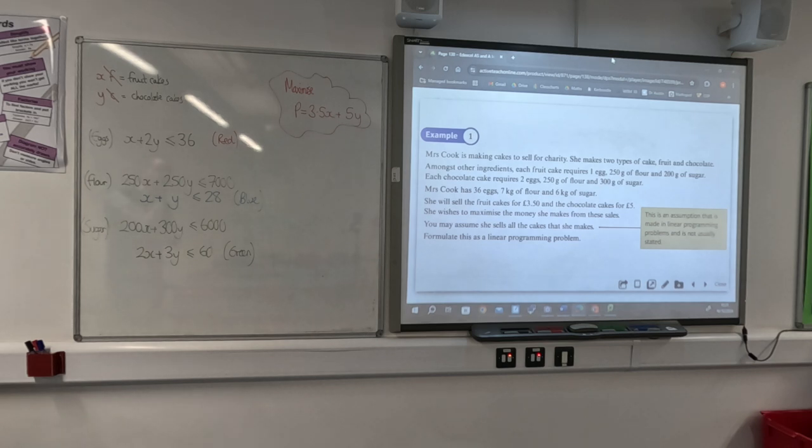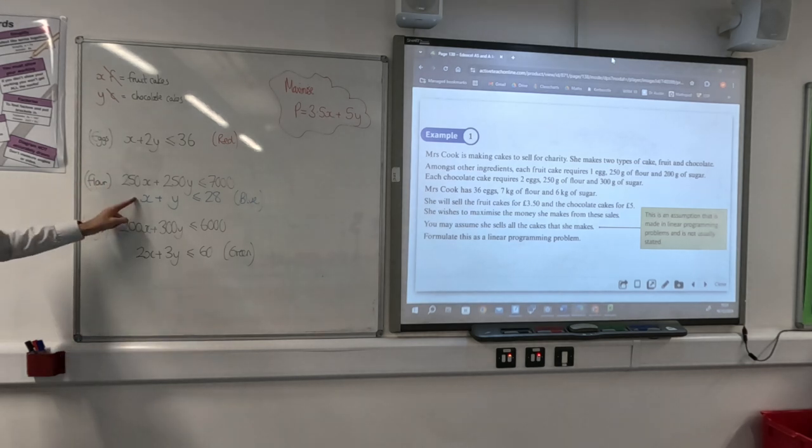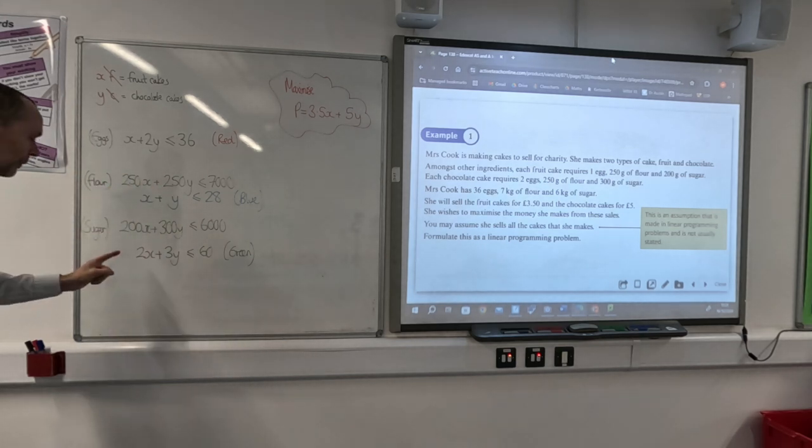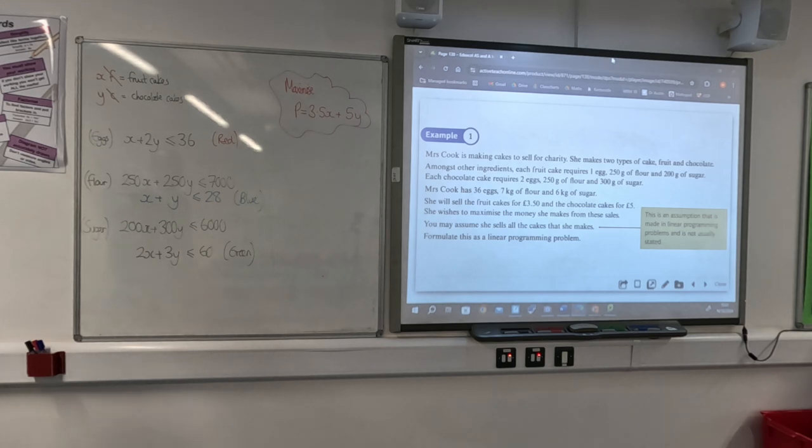The first thing I've revised is, because I want to solve this using a graph, I've called our two variables x and y, rather than f and c. So I've made that change, and I've rewritten the three constraints that we came up with last lesson using x and y rather than f and c. So no change there, except I have simplified the flour one because I could divide everything by 250, and I have simplified the sugar one because I could divide everything by 100.